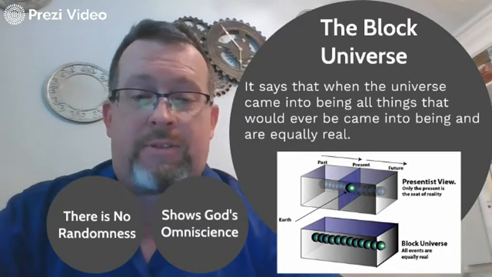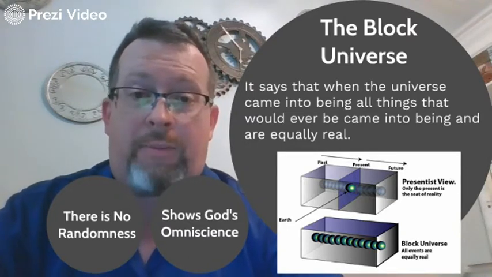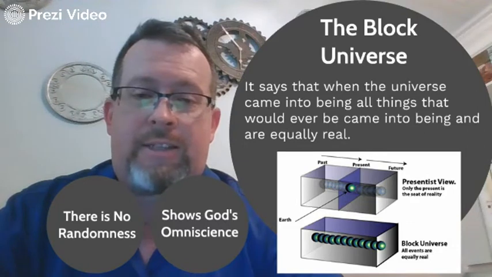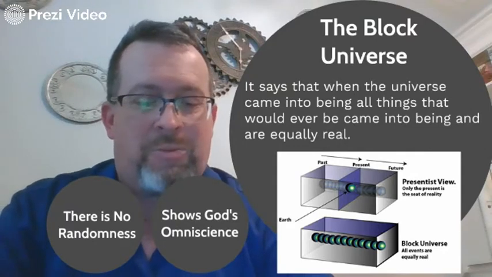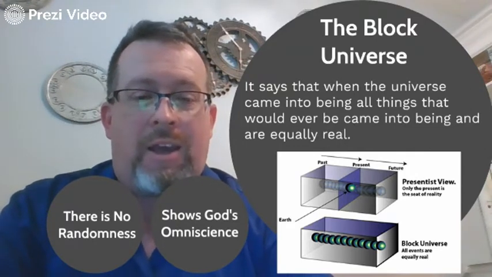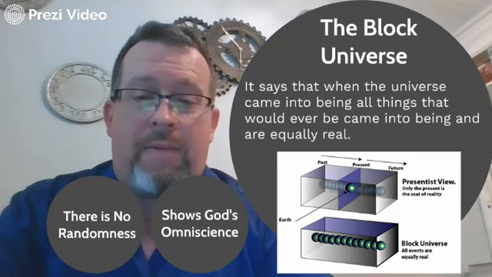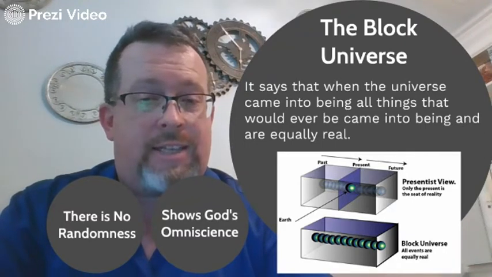Well, actually, it's more than possibility. They say this is what happens. All things come into existence, and they all exist equally. They're all equally real. Now, this has some implications. These are some really cool implications because there's a block universe, and as soon as the Big Bang happened, everything that was ever going to exist exists.